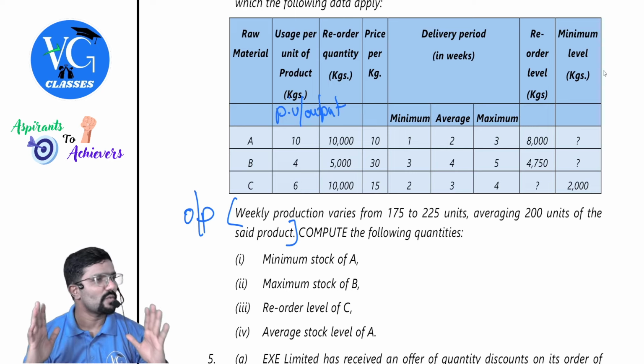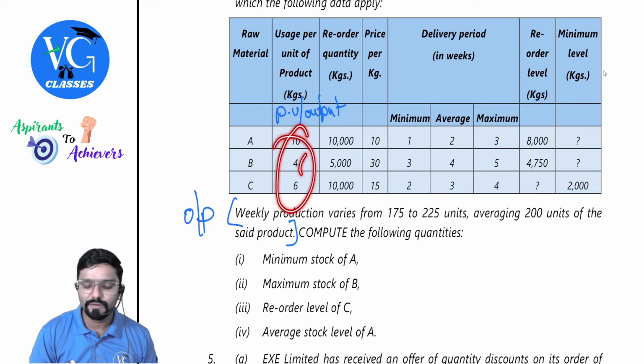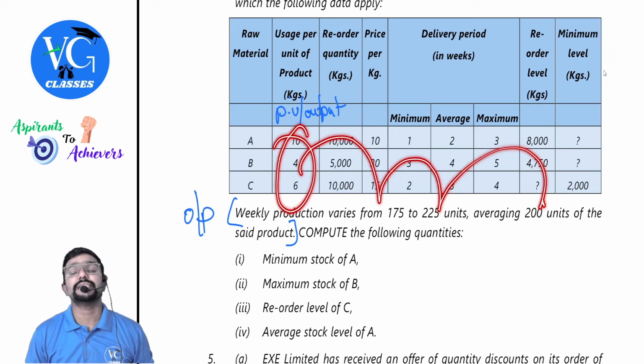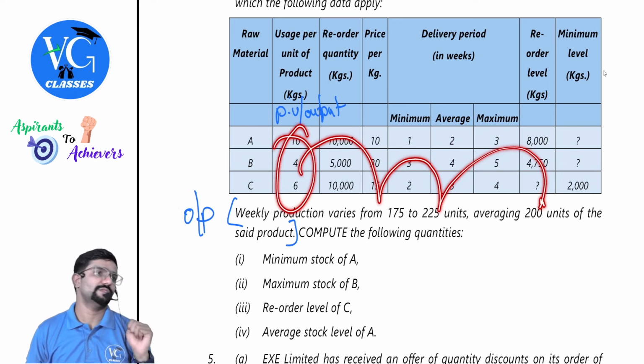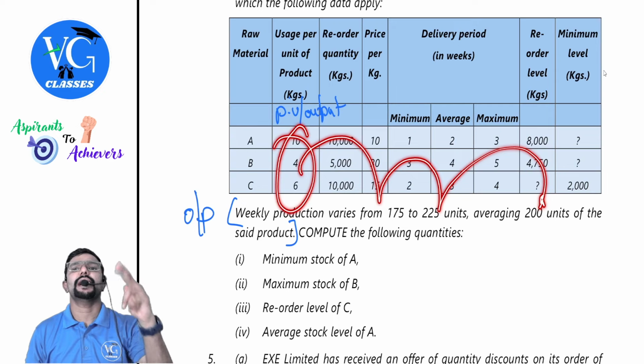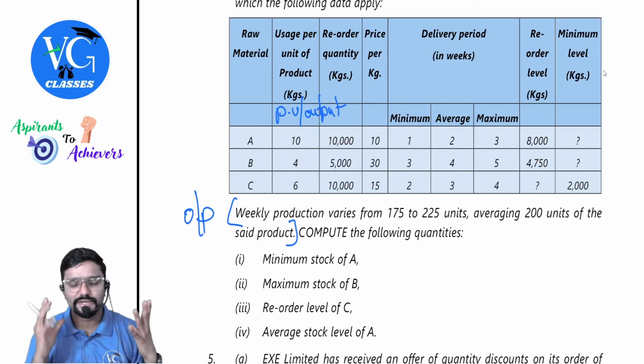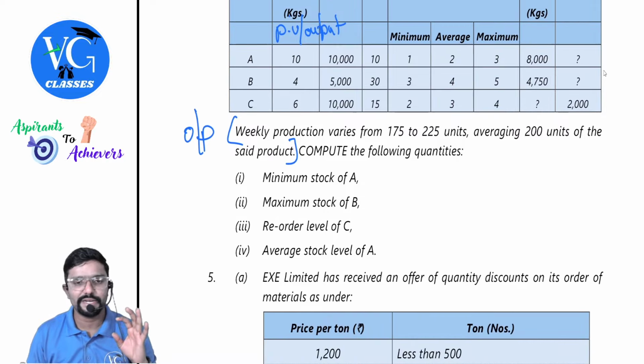Hope you guys understood. So whatever consumption we will get by multiplying the raw material with the outputs, guys, it is weekly consumption. That is weekly minimum, maximum and average. I stressed on it because it is something different. So that is why I took time and explained it.